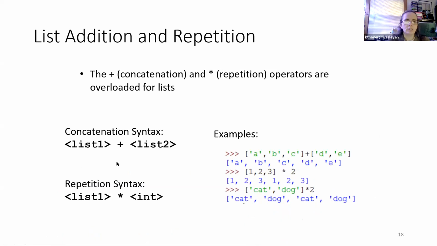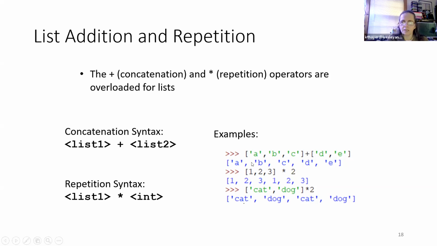List addition and repetition. The plus operator for concatenation and the star operator for repetition are overloaded for lists. That means you can use them on lists, and we'll do something related to what you've already learned. The concatenation syntax is list 1 plus list 2, and the repetition syntax is list 1 times an integer. Notice that this is times an int. These two are the same type, but this is not, because you need to say how many times you want to multiply it.